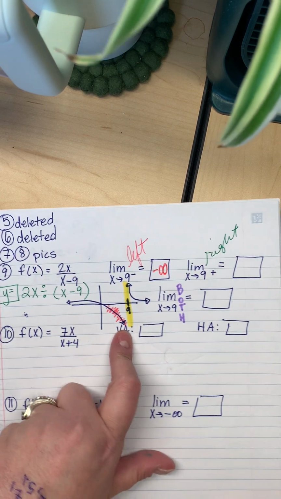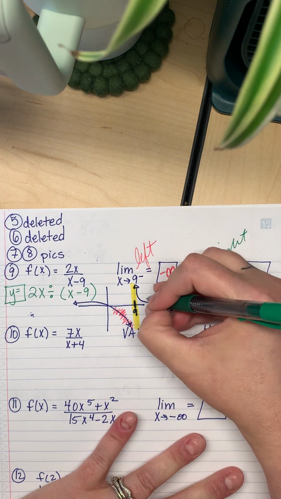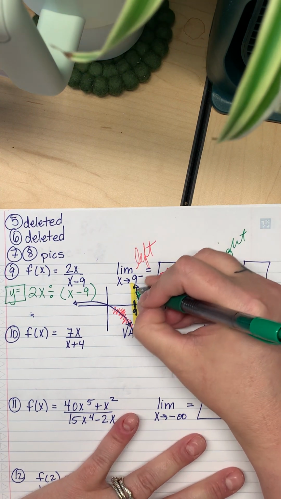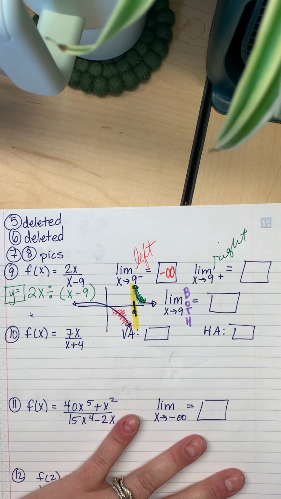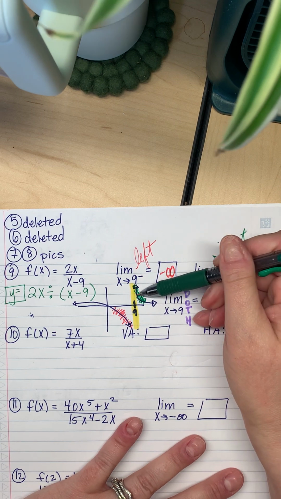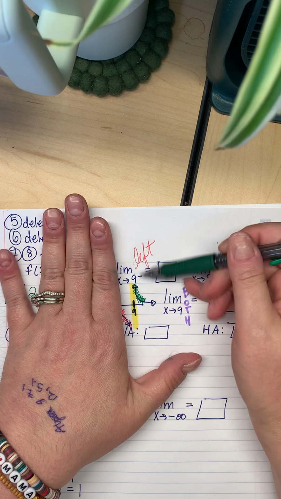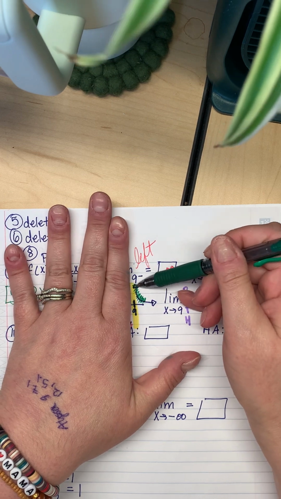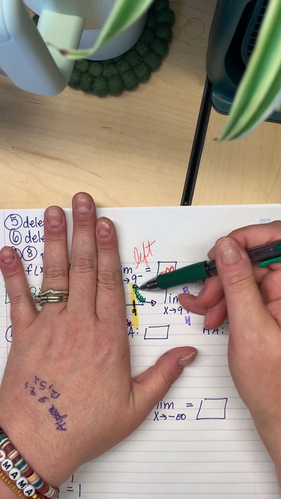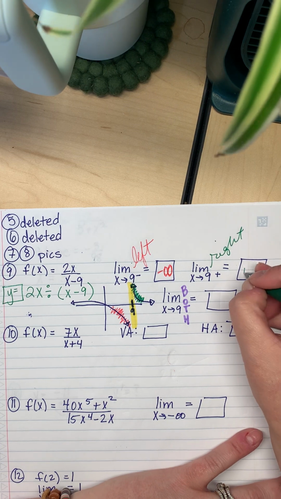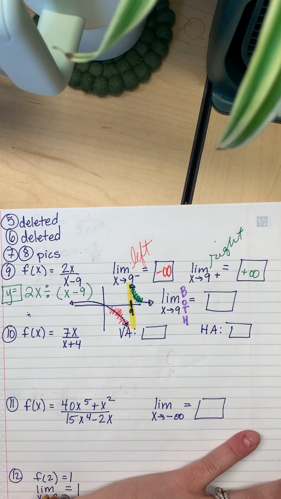From the right, we look at what's directly to the right of that 9. And you see that the curve is going up forever when it's closest to that 9. So when we're closest to this 9, it looks like an up arrow, and that means positive infinity. You don't have to put the positive.